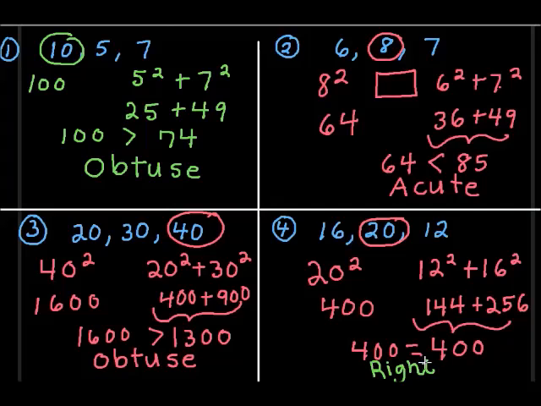Pretty straightforward. Just make sure you're always focusing on the big one. I consider it to have all the power. If when you square it, it's bigger than the sum of the squares of the other two, that makes the whole triangle obtuse, because the two arms, or the two legs, have to open up to make a wider triangle.